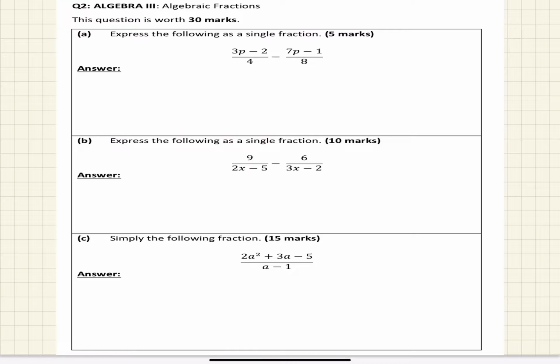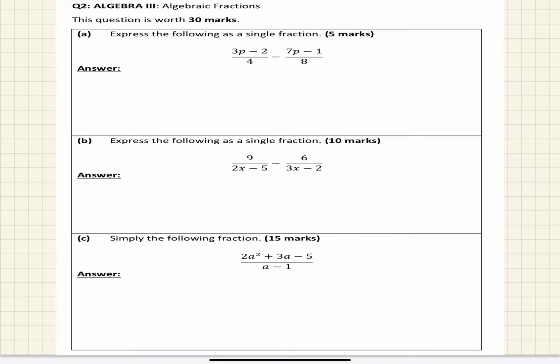Okay, so this was question 2, which is Algebra 3, algebraic fractions. And the first question, part A, says express the following as a single fraction. So just like what we did with original fractions, when you wanted to add or subtract fractions with different denominators, you just have to find the lowest common denominator. In this case, the lowest common denominator is 8.